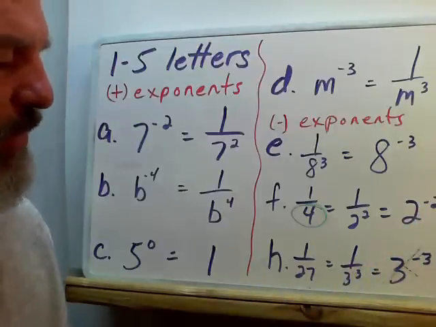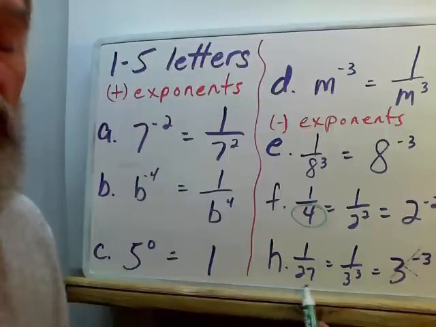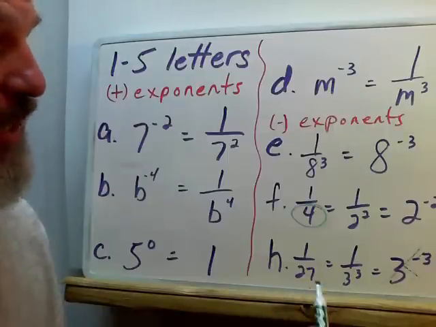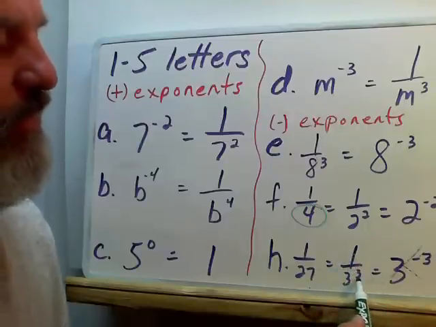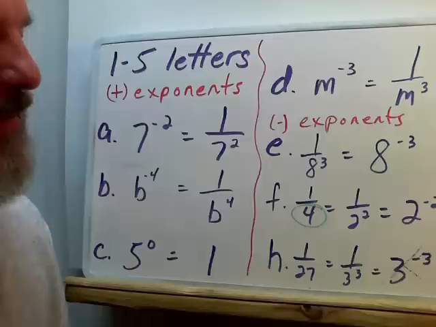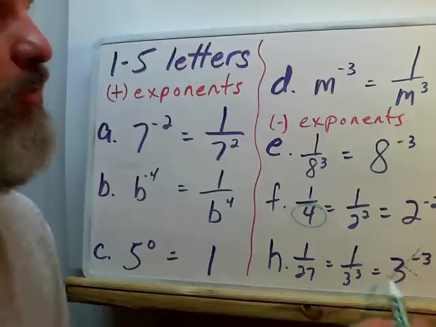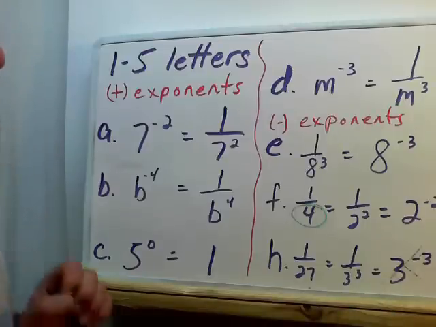Letter H is 1 over 27. Another one we need to be able to recognize. It's a perfect cube in this case, 3 times 3 times 3. So it's 1 over 3 to the 3rd power, and we can change that to 3 to the negative 3 to express it as a negative exponent.